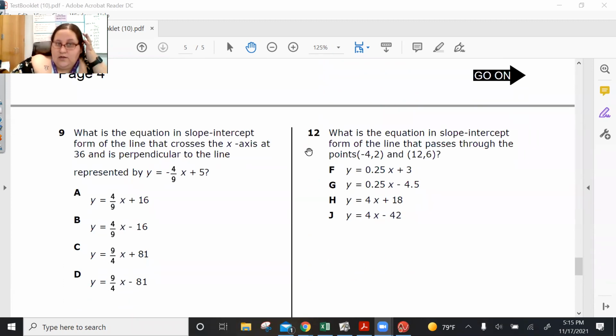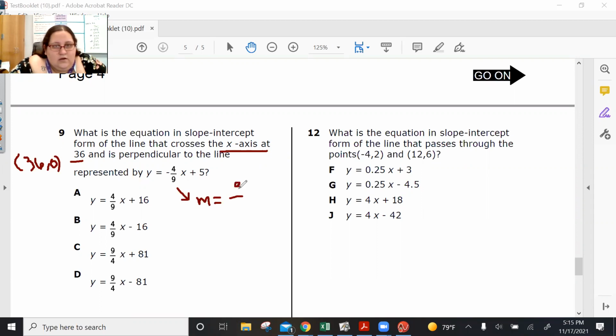Our next one, what is the equation in slope intercept form of the line that crosses the x-axis at 36 and is perpendicular to the line represented by y equals -4/9 x plus 5? This means it goes to the ordered pair 36, 0. Perpendicular means we have to change our sign. So for my m, it goes from negative to positive, and I flip it, it goes to 9/4. So positive 9/4. This one says 4/9, so those are incorrect. We're down to 2 possibilities, so we're gonna graph them and figure out which one goes to 36, 0.